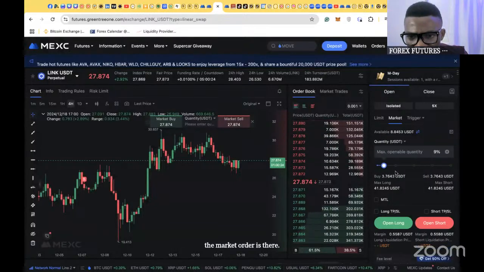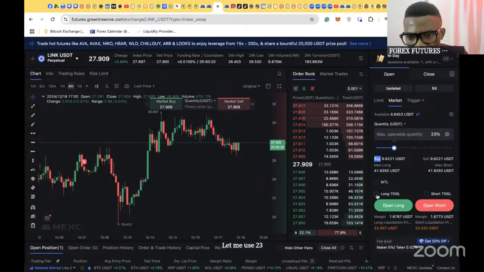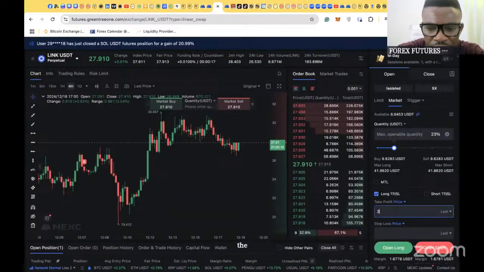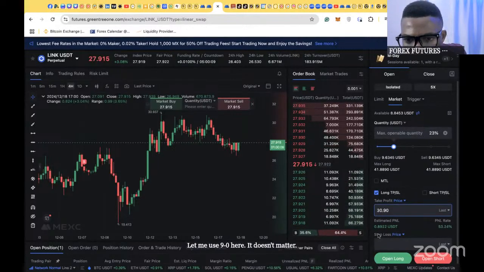Then quantity, let me use 23. So you see, we are going long. The take profit is 30. Let me use 90 here. It doesn't matter. We are going to make a profit of 0.8. That's quite small.